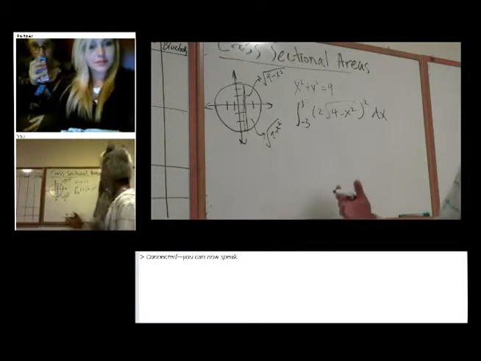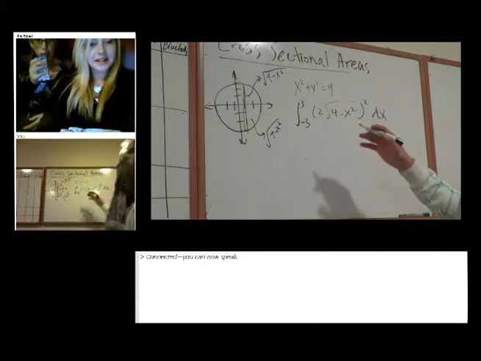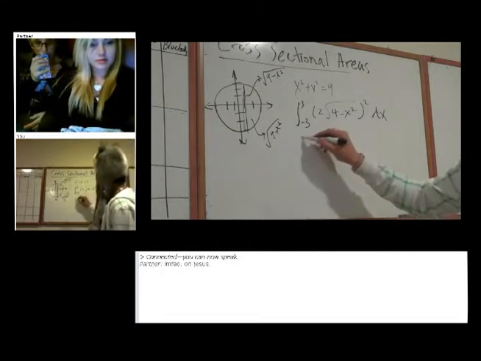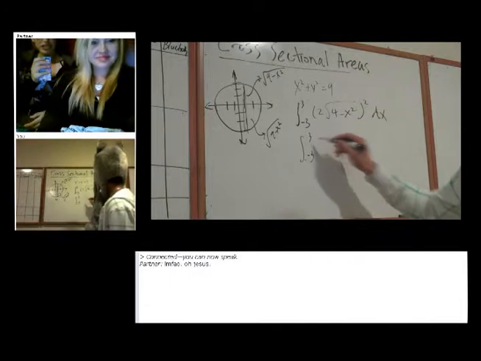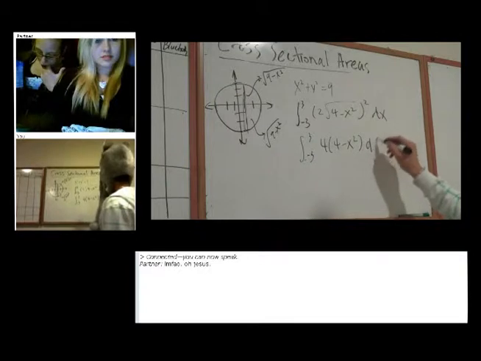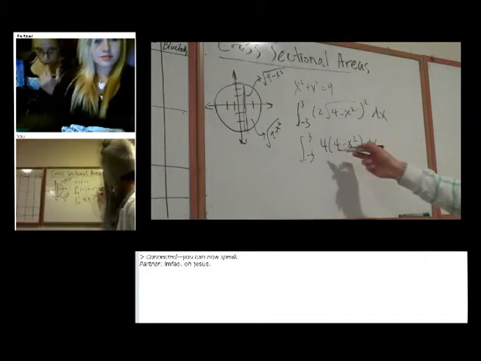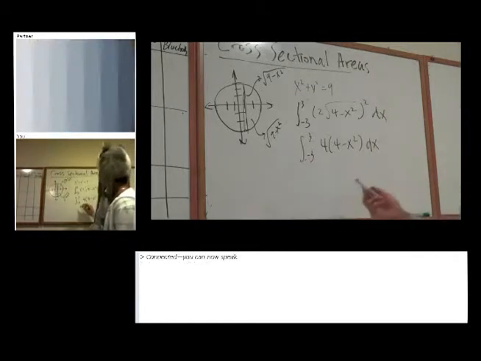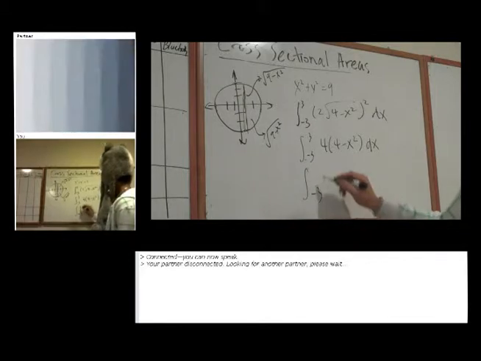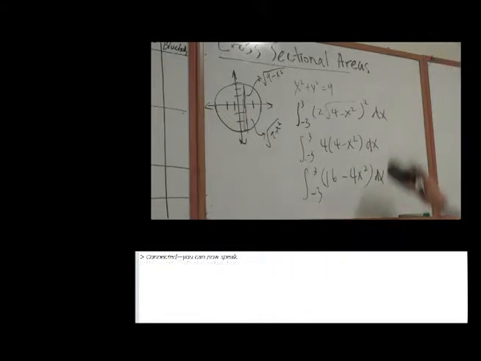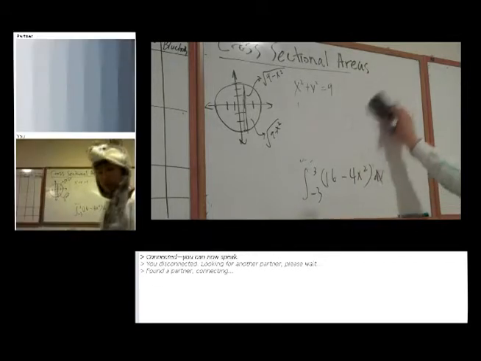Hey guys, welcome back to AP Calc class. I just cleaned up the board a little bit, and this is where we last left off. We're now going to simplify this a little bit, and it's going to be the integral from -3 to 3 of 4 times (9 minus x squared) dx, because the 2 squared becomes 4, and the radical gets cancelled out by the square. Simplifying even further, it's the integral from -3 to 3 of 36 minus 4x squared dx.